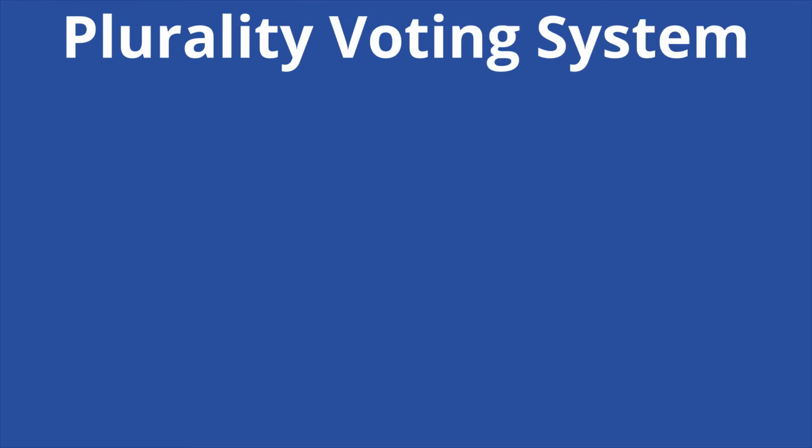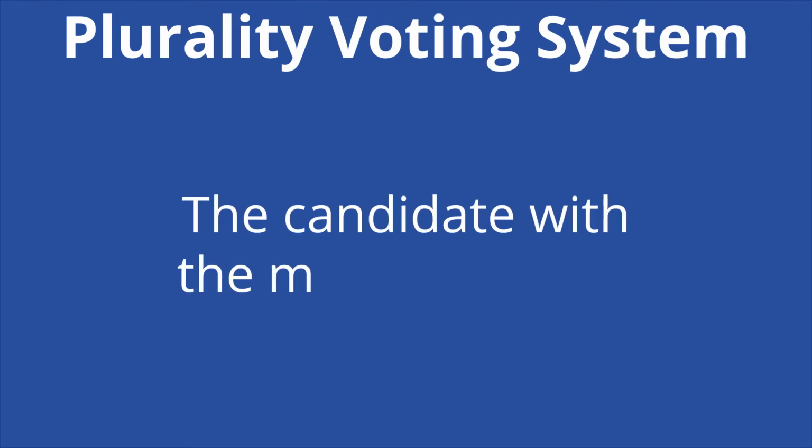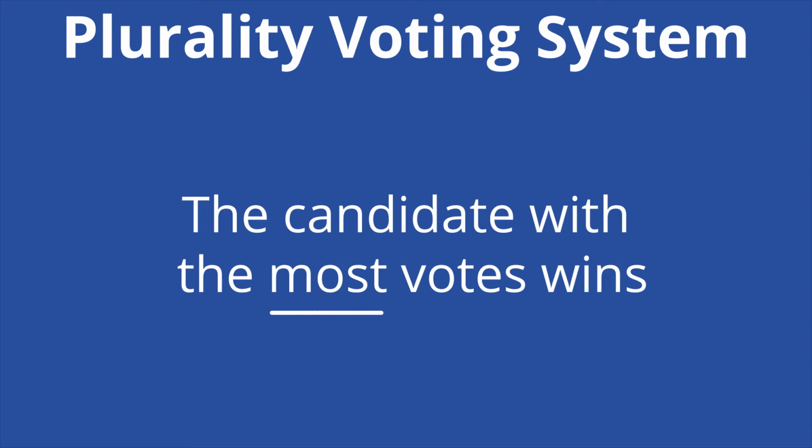In the United States, we have a plurality voting system. Simply put, this means that the candidate with the most votes wins a given seat in government. The candidate does not need to have a majority of all votes cast, they simply need to have a plurality of votes cast, which means more votes than any other single candidate.